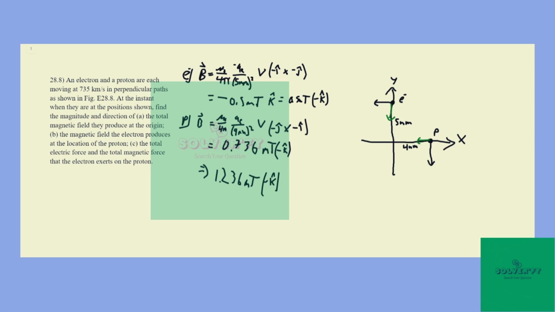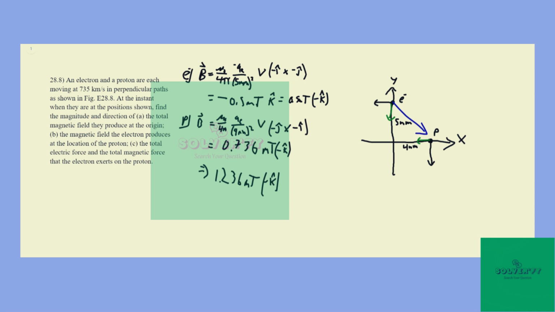Okay, so part B, the magnetic field that the electron produces at the location of the proton. Okay, so this is a little different. We have to find the magnetic field that the electron causes at an angle. It's not straight perpendicular to its velocity. So this time it's an angle back to the proton. So that's going to change our cross product a little bit.